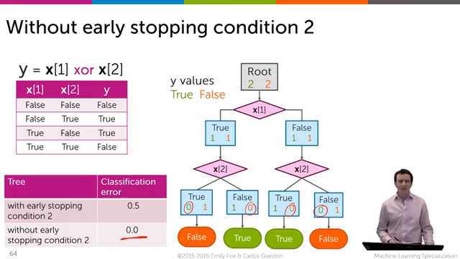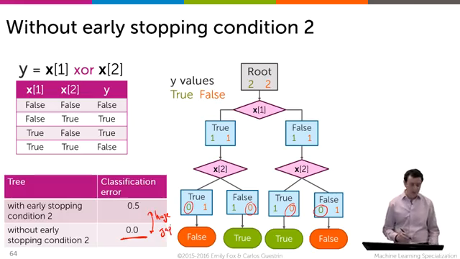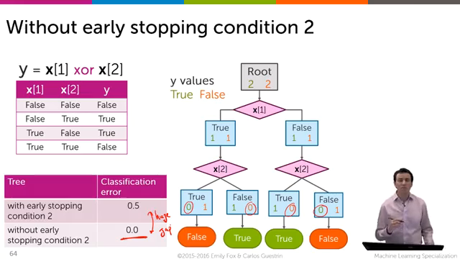And so in this case, there's a huge gap between training error of 0.5, which is as good as random, and training error of 0, which is perfect training error. So in this case, early stopping condition 2 created this arbitrarily large gap between the best thing you could have done and what you ended up outputting.